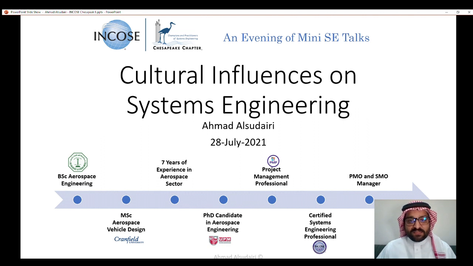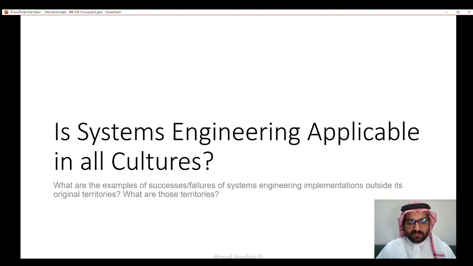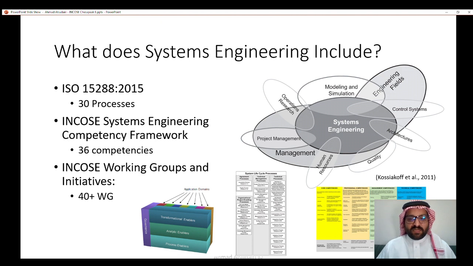My presentation today is about cultural influences on systems engineering. It will summarize some literature review about this topic during my ongoing PhD. The main question I'm trying to answer in this presentation is: is systems engineering applicable in all cultures, and how can we tailor systems engineering to fit a certain culture? What are the boundaries of systems engineering? Because it overlaps with many fields in management, science, and social skills, on the larger border of systems engineering it will definitely be influenced by and overlap with culture.